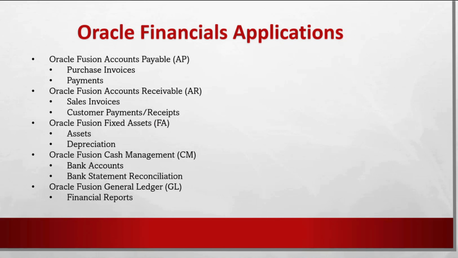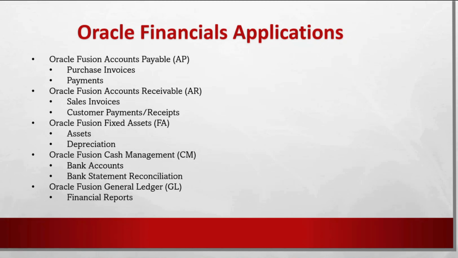And finally, the Oracle Fusion General Ledger application. What will it do? Its main purpose is to generate the financial reports. And how will these reports be generated? All the accounting, whatever is done, will finally be transferred to the general ledger, and based on that, all the financial reports will be generated, right? So in this way, this is our financial product family.